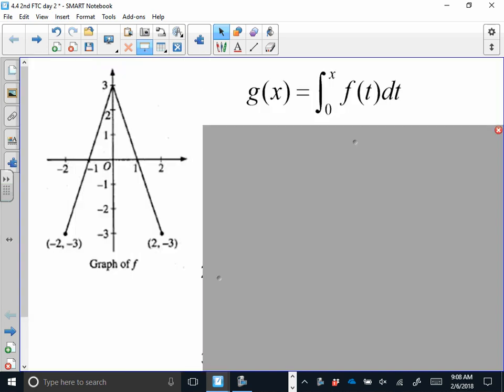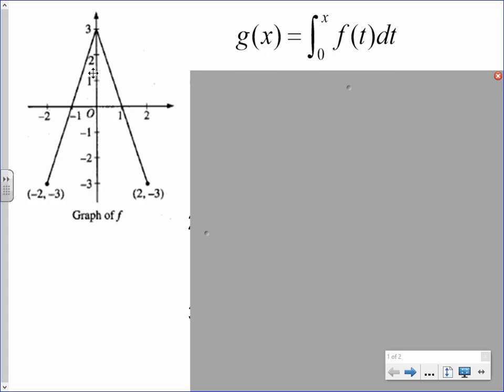Okay, what I'd like you to do is draw this picture with that label in your notes.